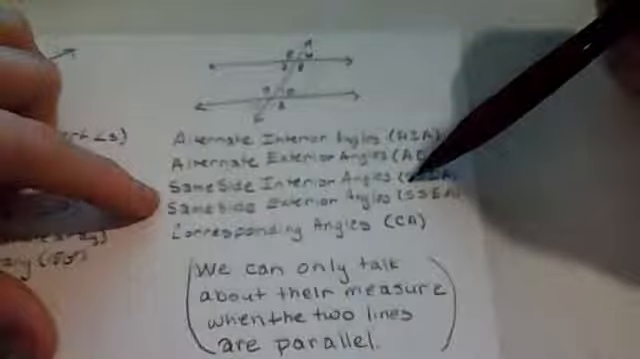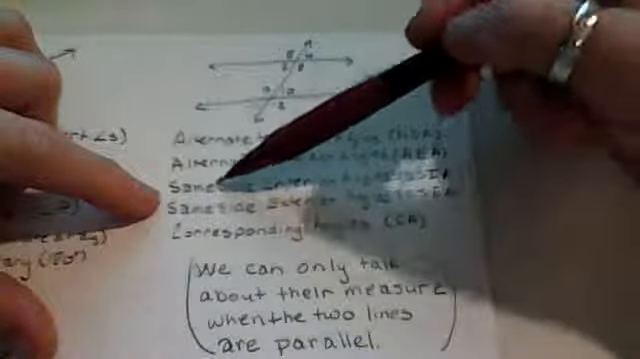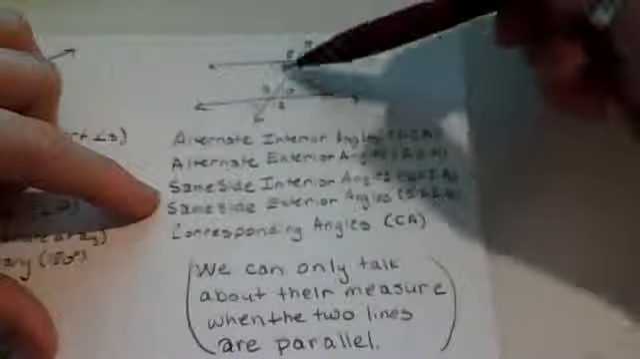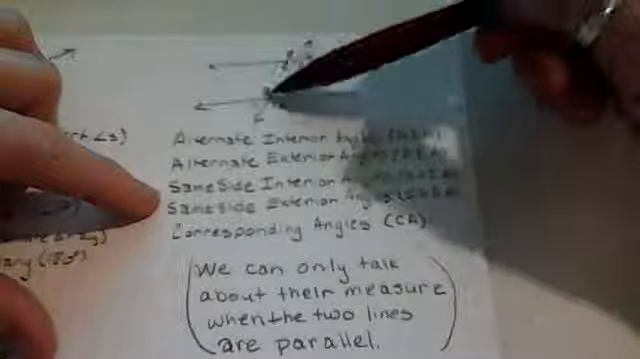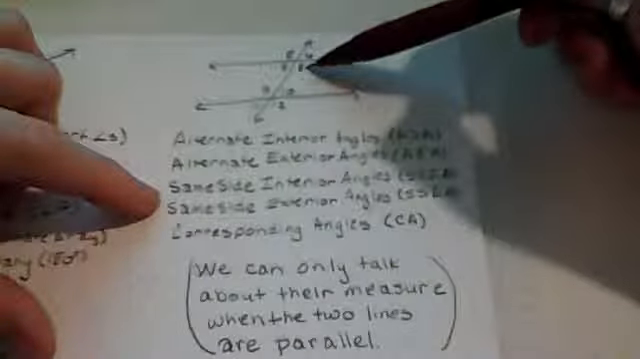Same side interior angles. This time our angles are going to be on the same side of the transversal and interior between the two lines. So same side of the transversal, interior of the two lines. So angle 7 and angle 9, angle 8 and angle 10.